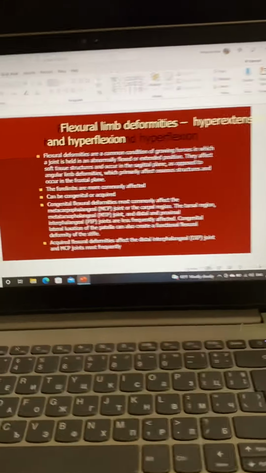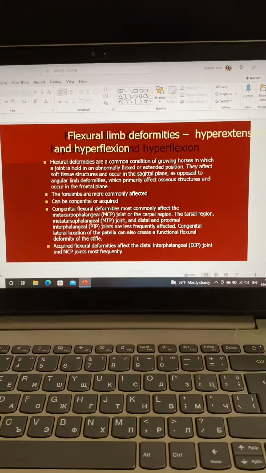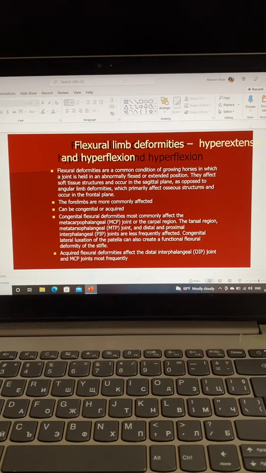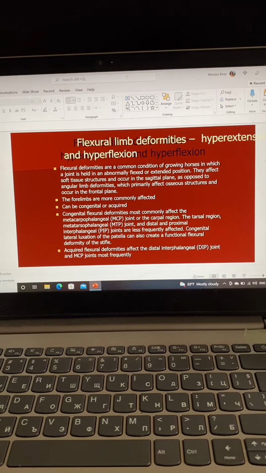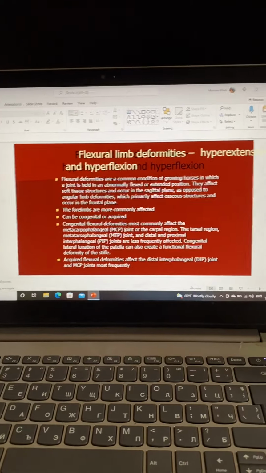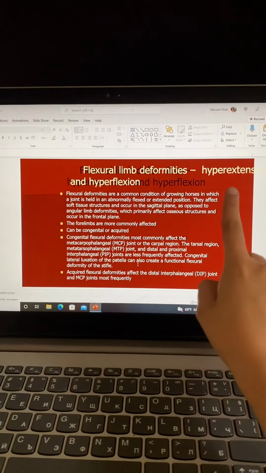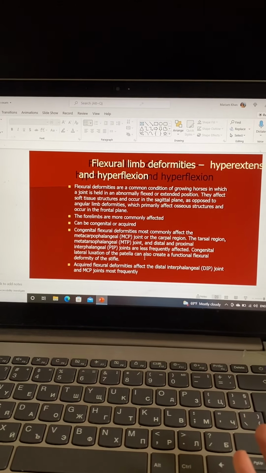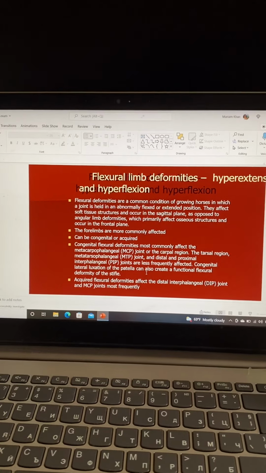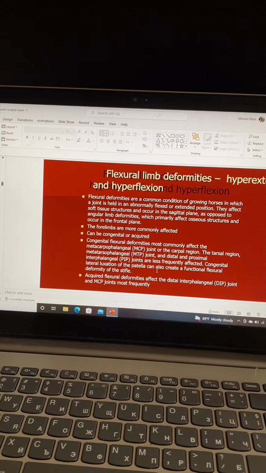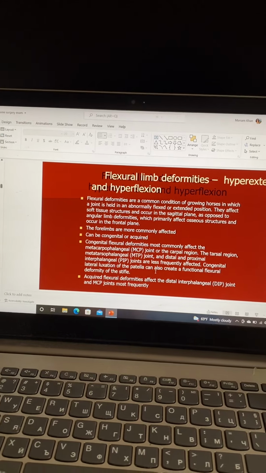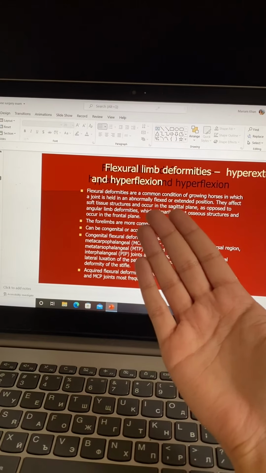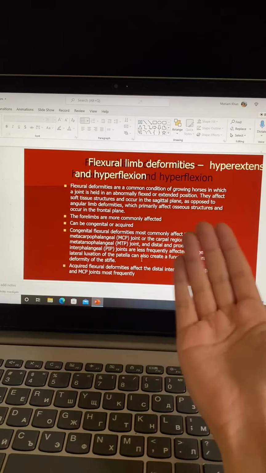All right, so flexural limb deformities. Flexural deformities usually occur in growing horses where the joint is in an abnormally flexed or extended position. So what you get is hyperextension and hyperflexion. This affects the soft tissue structures in the sagittal plane, as opposed to angular limb deformities, which primarily affect osseous structures in the frontal plane. And usually the forelimbs are affected.